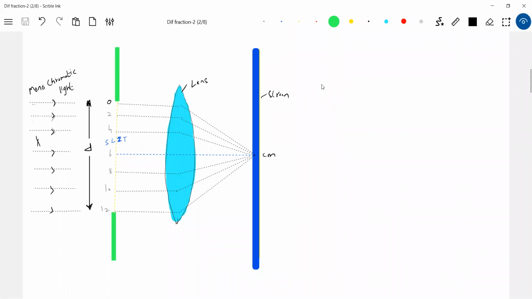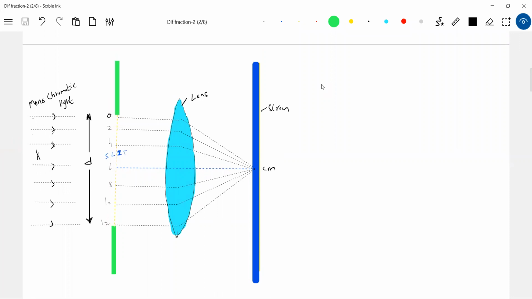All points on a slit will contribute light. That's why the intensity of the central maxima is maximum, because all points on a slit contribute light at the central maxima. These comments are very important: all points on a slit will contribute light at the central maximum. That's why the intensity of the central maxima is maximum.